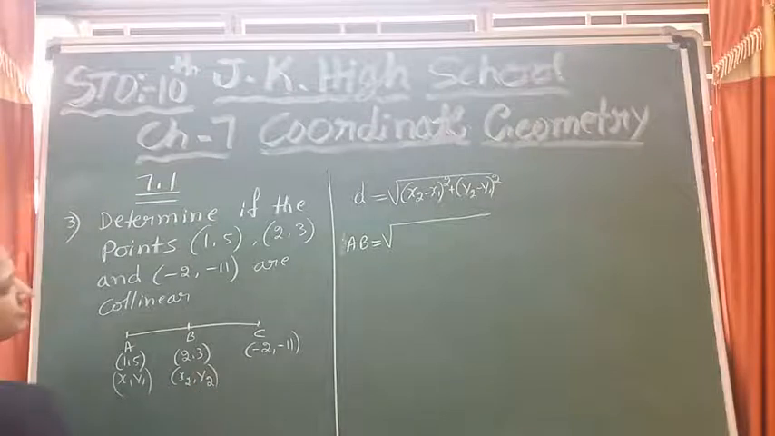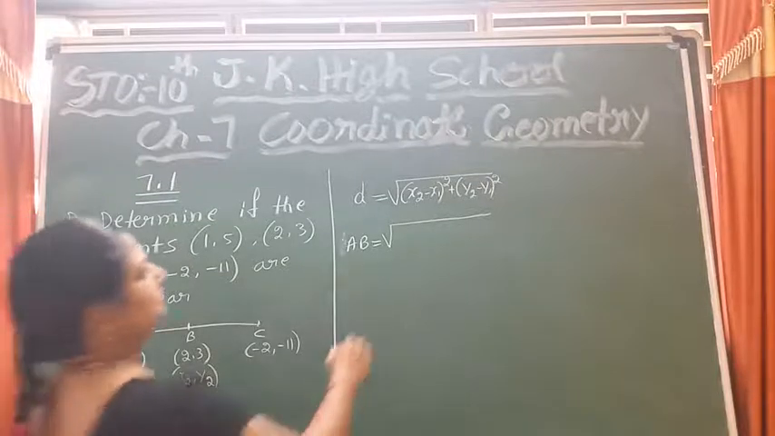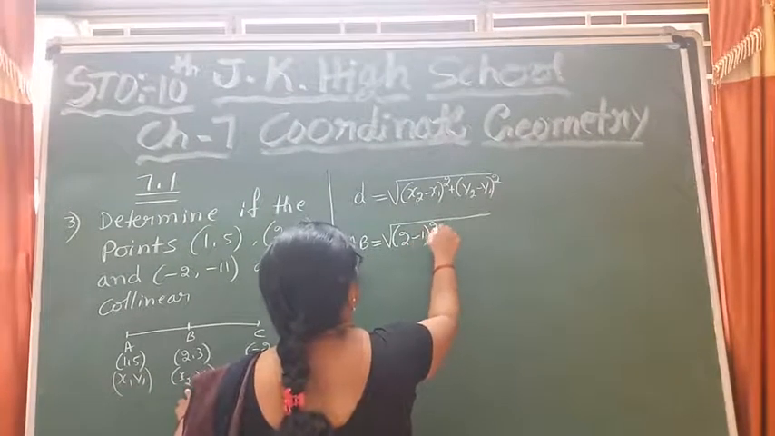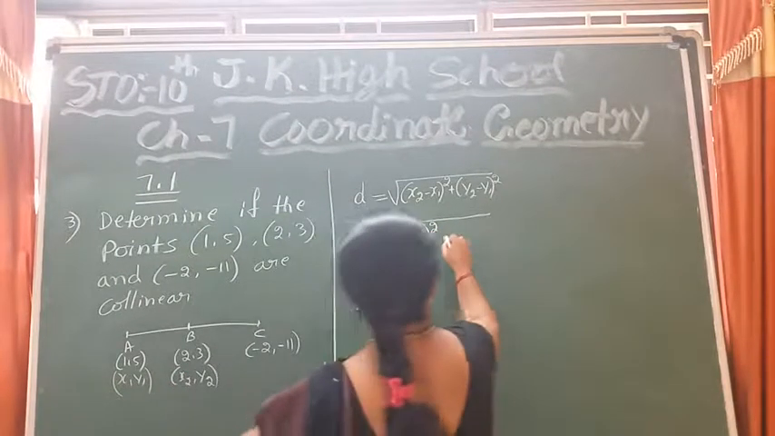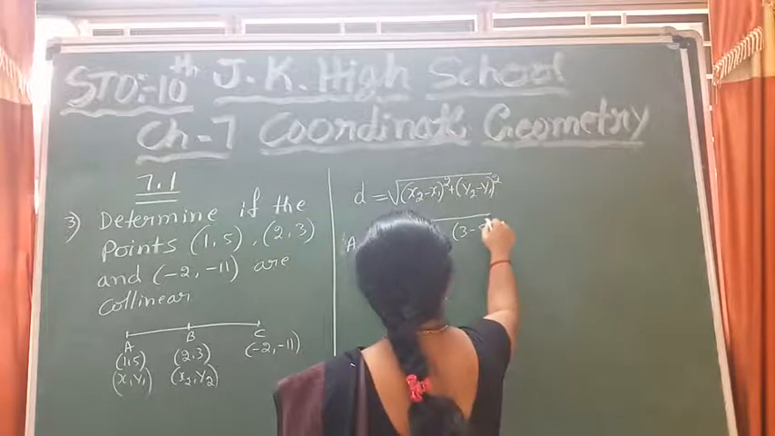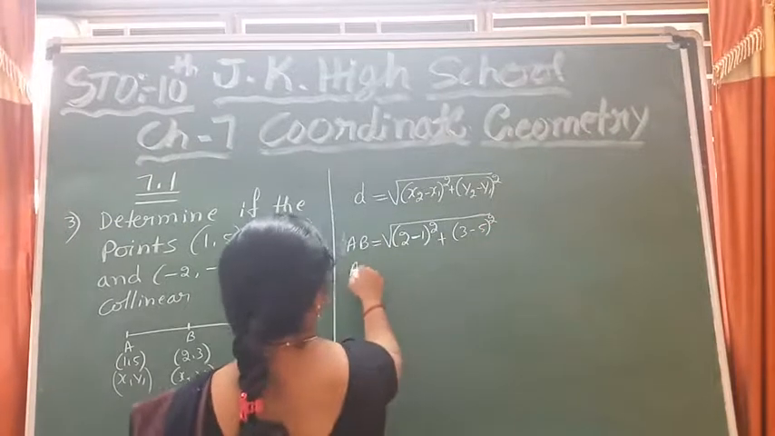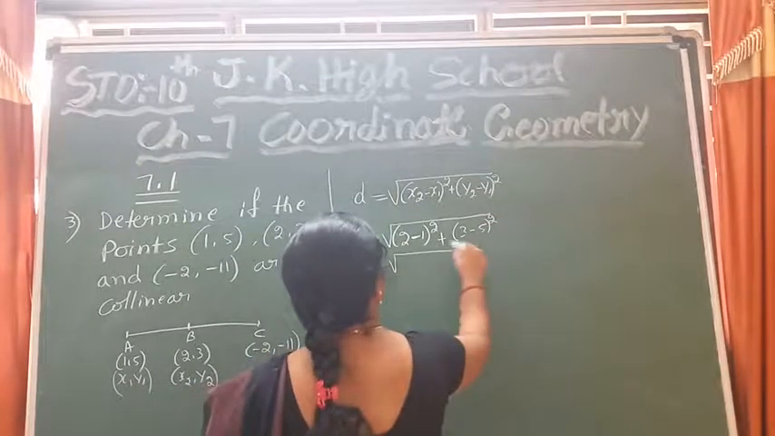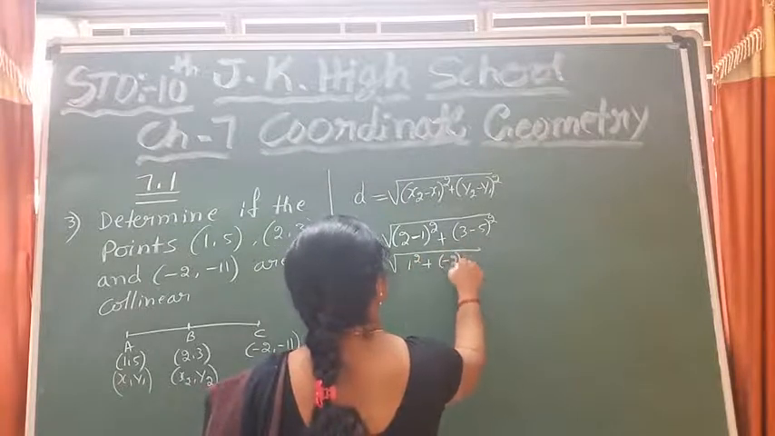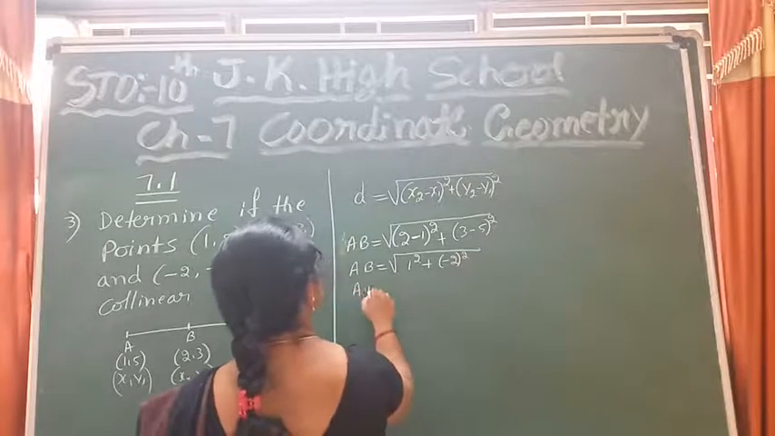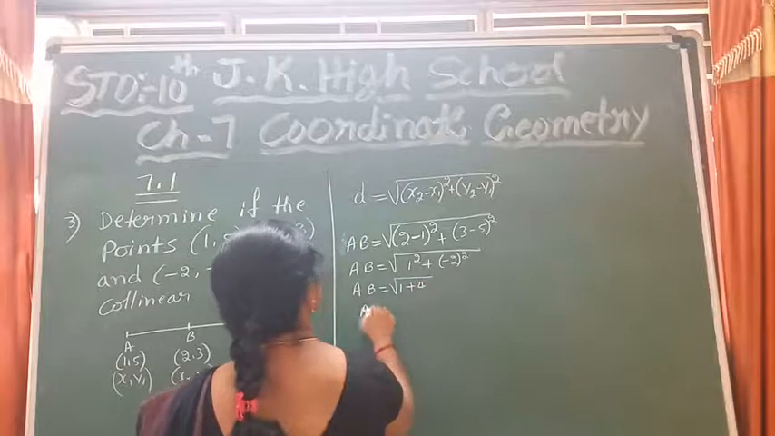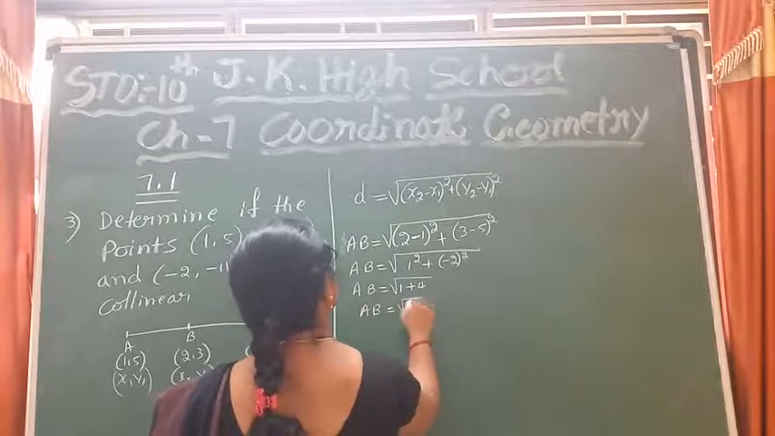So substitute the values now. x2 means 2, x1 means 1, whole square, plus y2 means 3 minus 5 whole square. 2 minus 1 is 1, square; 3 minus 5 is -2, whole square. So I get 1 plus 4 is equal to 5. Root 5, I got the AB distance.